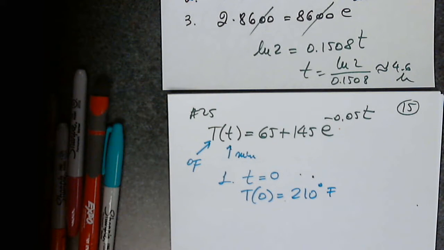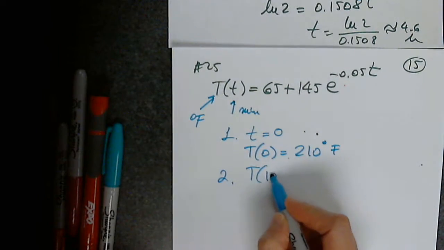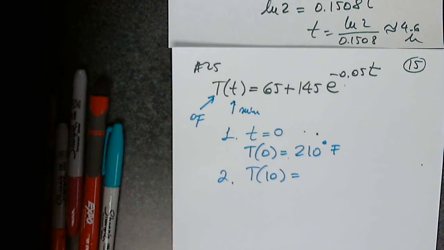Part B. What is the temperature after 10 minutes? That I cannot do by hand. 65 plus 145 times e in parentheses, negative 0.05 times 10. Close the parenthesis and enter. Should it be higher than 210 or less than 210? I know it's a silly question. Right, because the exponent is negative, it's decreasing. Good, 153 roughly.